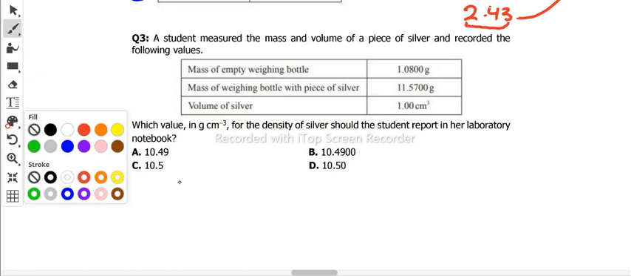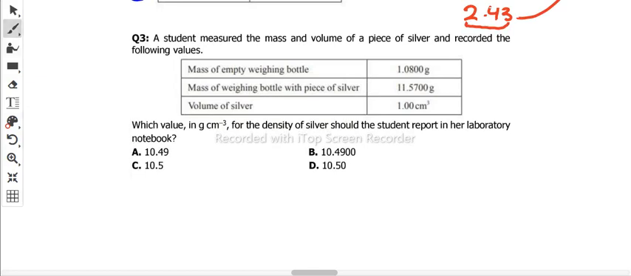In question number 3, we have a student who measured the mass and volume of a piece of silver and recorded the following values. Which value in gram per cubic centimeter for the density of silver should the student report in her laboratory? Let's look at what data we have. We have the mass of an empty weighing bottle. We have the mass of the weighing bottle with a piece of silver. And we have the volume.